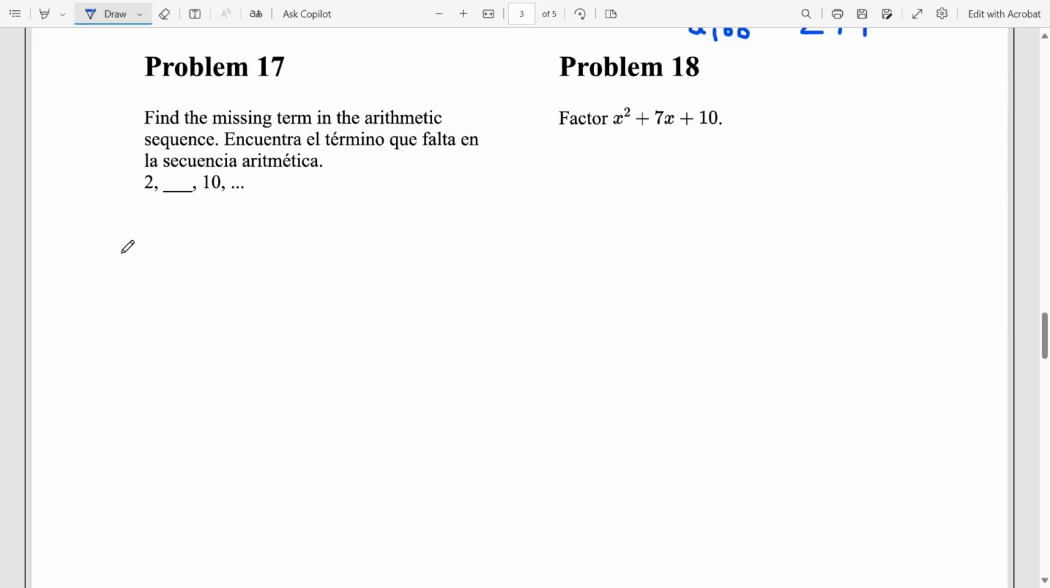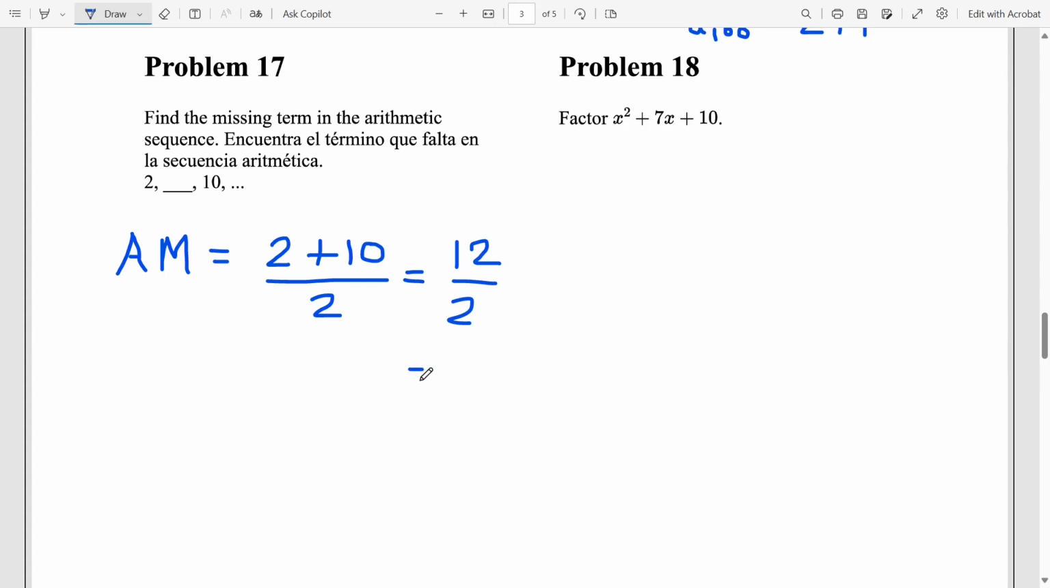So what we're going to do is find the arithmetic mean, which I'll abbreviate as AM here. And to do that, we're going to take the average between 2 and 10. So we'll add 2 plus 10 and then divide by the amount of numbers we have, which is 2 here, to find our average. So 2 plus 10 is 12. And if we do 12 divided by 2, that's going to be 6. So our missing term here is going to be 6.